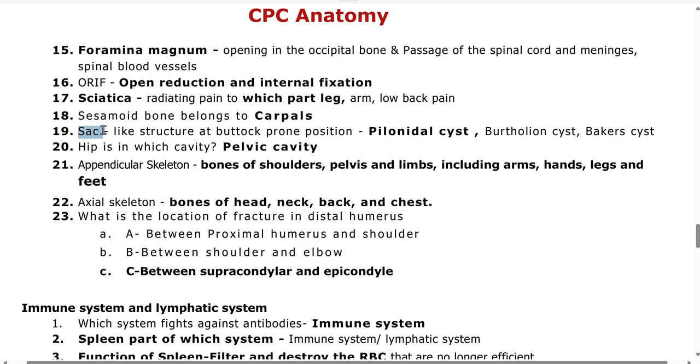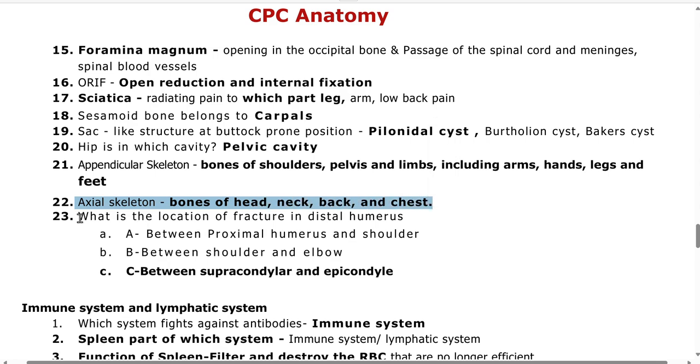19. Sac-like structure at buttock, prone position: pilonidal cyst, Bartholin cyst, Baker's cyst. 20. Hip is in which cavity? Pelvic cavity. 21. Appendicular skeleton, bones of shoulders, pelvis, and limbs, including arms, hands, legs, and feet. 22. Axial skeleton, bones of head, neck, back, and chest.